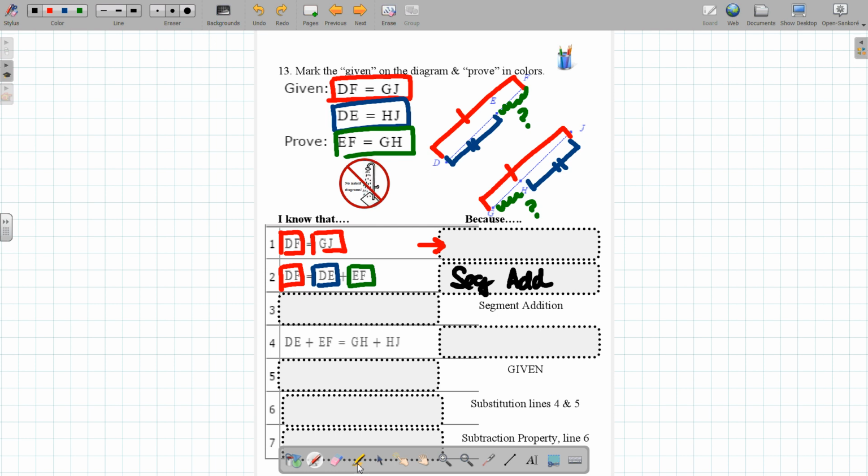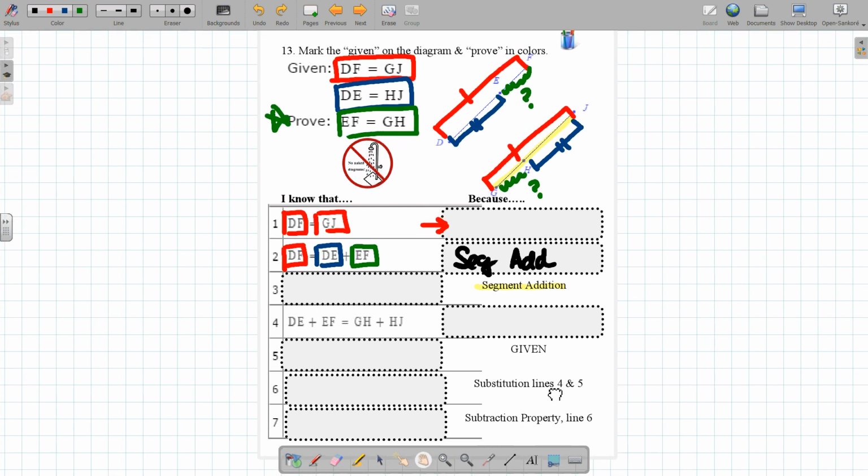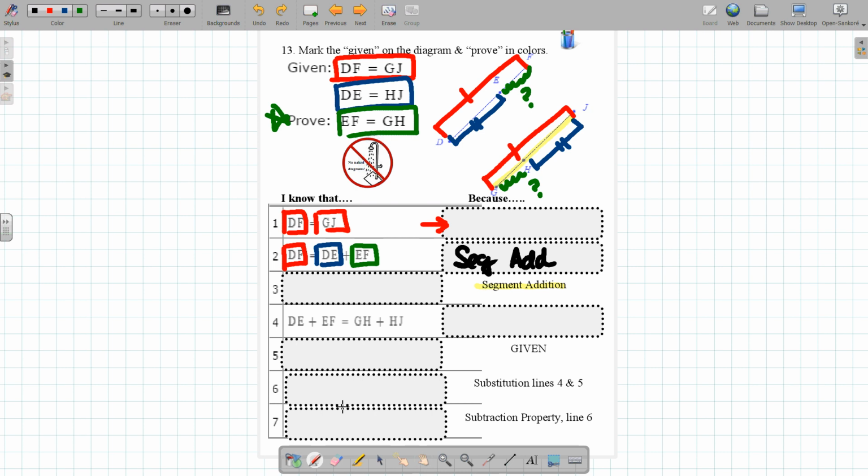Now notice the other one here says segment addition, and there's only one other segment to work with. So take a wild guess on what you think goes there, and then you're going to complete the proof. One hint, if this is what you're trying to prove, then it is always the last line.